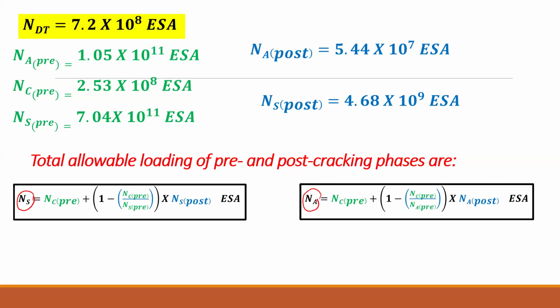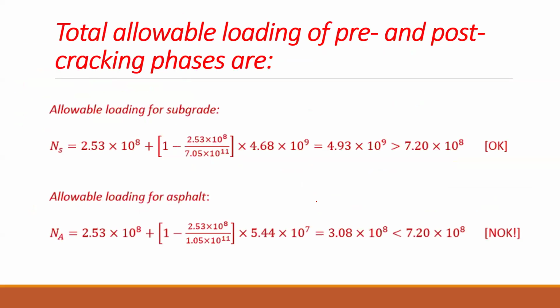Got it? Yeah, 4.93 times 10 to the 9 in ESA. They all are ESA. We substitute everything in ESA. If you find it for asphalt, you get 3.08 times 10 to the 8. You can see when you compare with the design traffic, subgrade is okay, but asphalt is not okay. So we have to make the conclusion saying that this trial pavement is not okay for this particular design traffic.